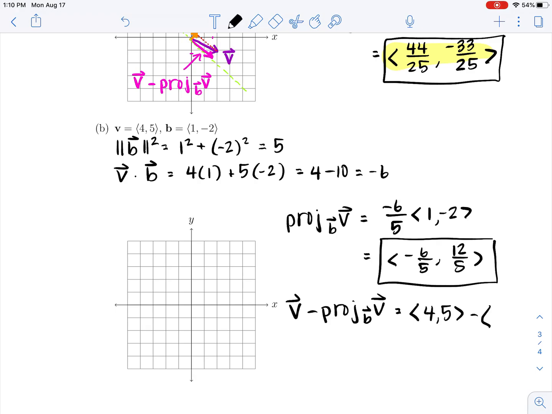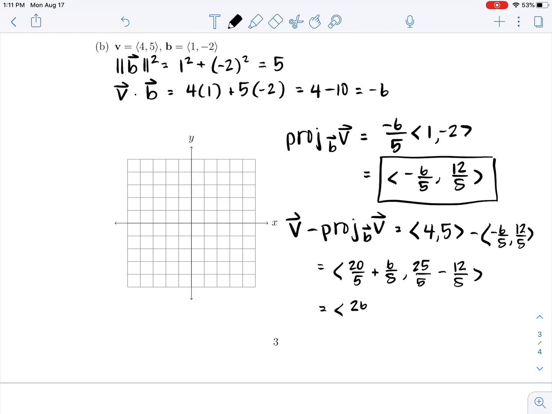And then let's find the vector component orthogonal to the projection. So that's going to be vector v, which is 4, 5, take away that projection, negative 6/5, 12/5. And so let's see what we have. So 4 is the same as 20/5, and we have minus a negative, so plus 6/5. And 5 is the same as 25/5, take away 12/5. And so what we get is 26/5 and 25 minus 12 is 13/5. Okay, so we're done with all of the computations.